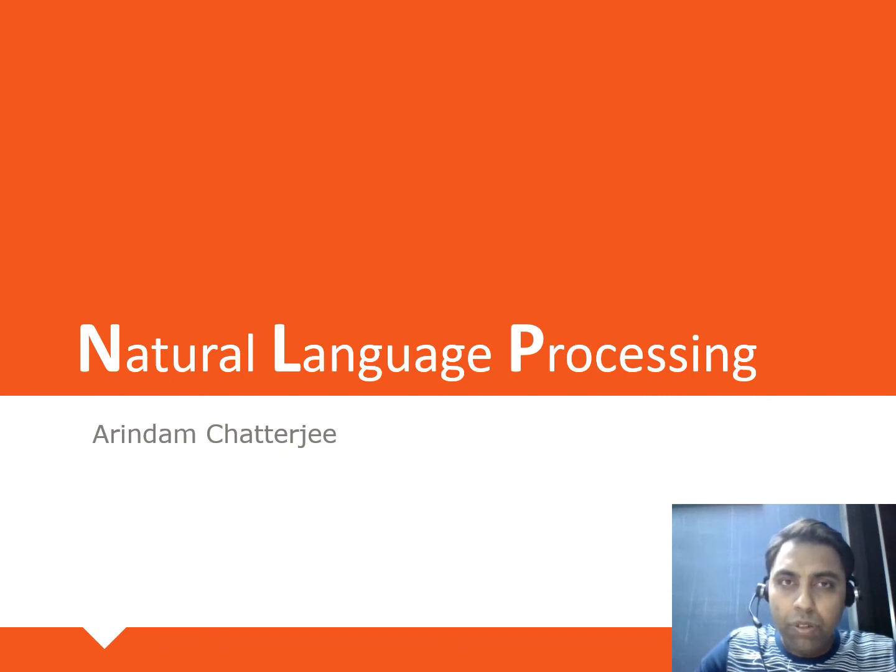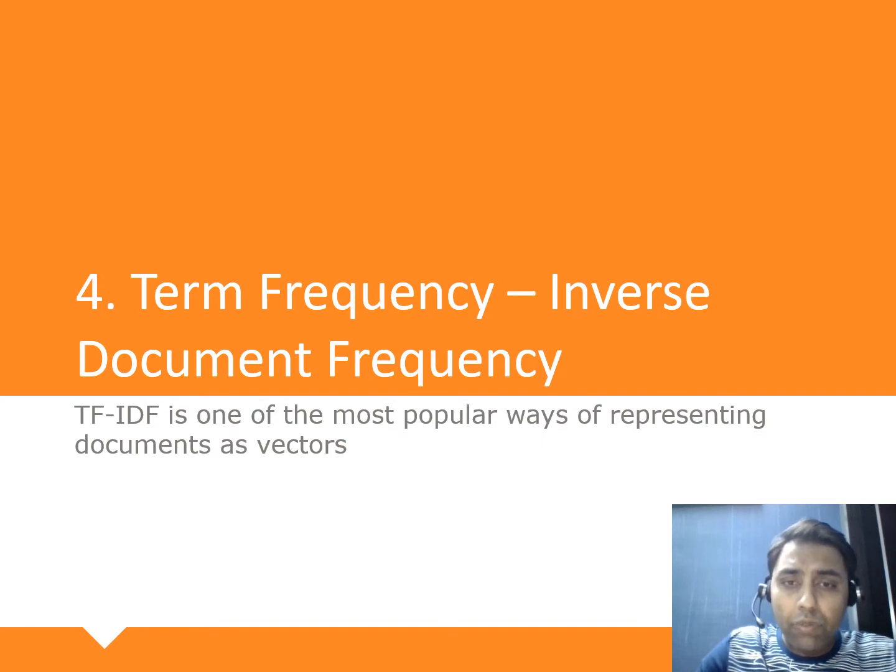In this video, we will talk about a very important concept related to representing words as features, and it is called term frequency, inverse document frequency, often abbreviated as TF-IDF. TF-IDF is one of the most popular ways of representing documents as features or documents as vectors. And there are two things which make it very popular. It's very easy to interpret and super easy to calculate as well. So without wasting further time, let's get going.